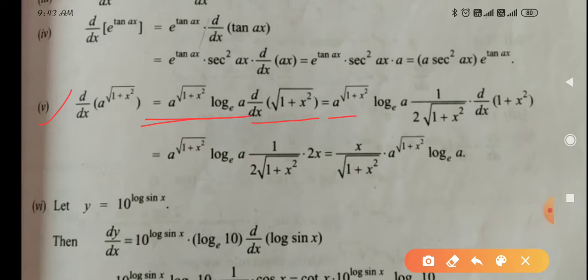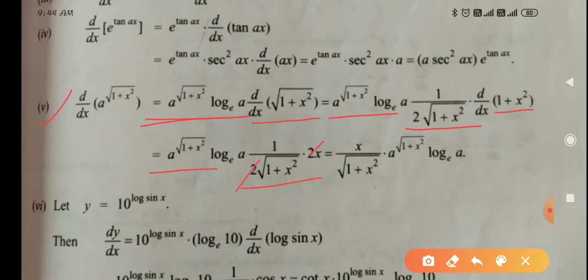You can see a to the power under root 1 plus x square log a to the base e multiplied by 1 upon 2 under root 1 plus x square. Now differentiation of 1 plus x square, that will be 2x. So you can see here a to the power under root 1 plus x square log a to the base e into 1 upon 2 under root 1 plus x square into 2x. Now 2 will cancel, you can see here.